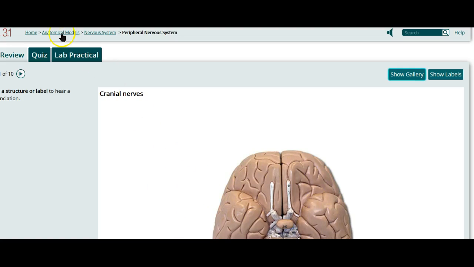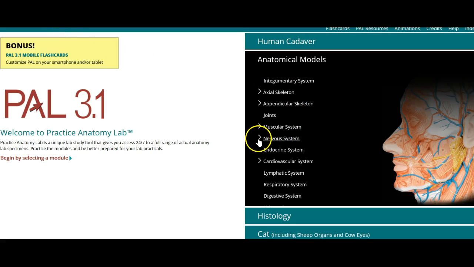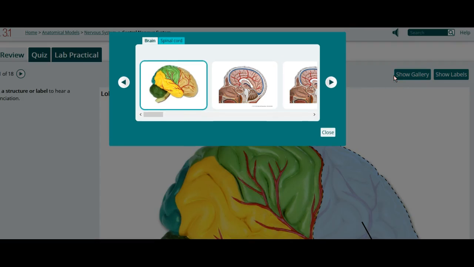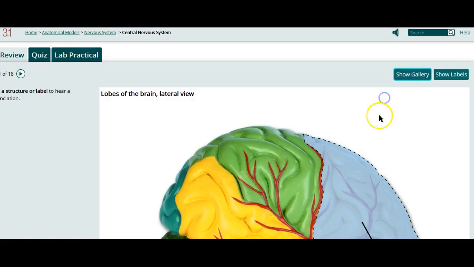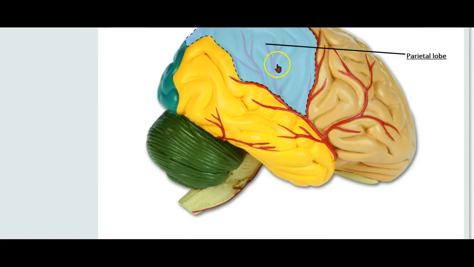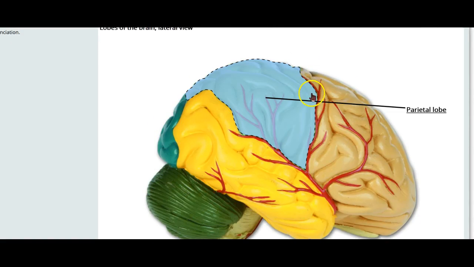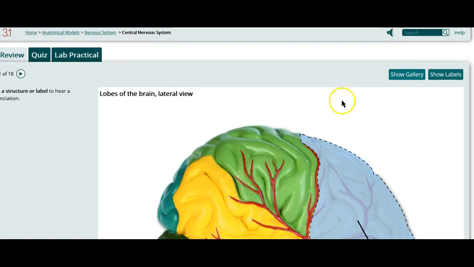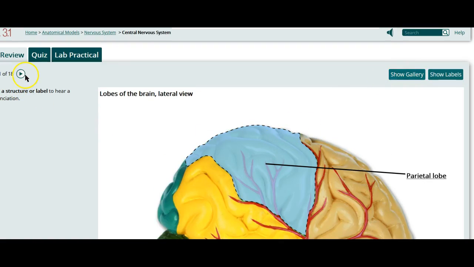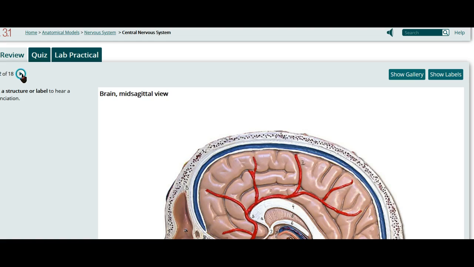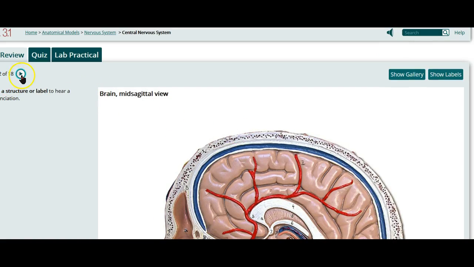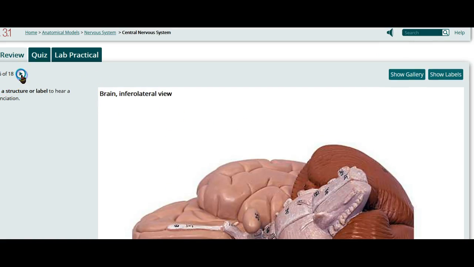If you want to know how to study that, it is anatomical models, nervous system, central nervous system. Oh, by the way, this also shows you, you can do the lobes. Practice anatomy lab will not do the gyri, the fissures, or the sulci for you. But it will do the parts of the brain. Where is that?